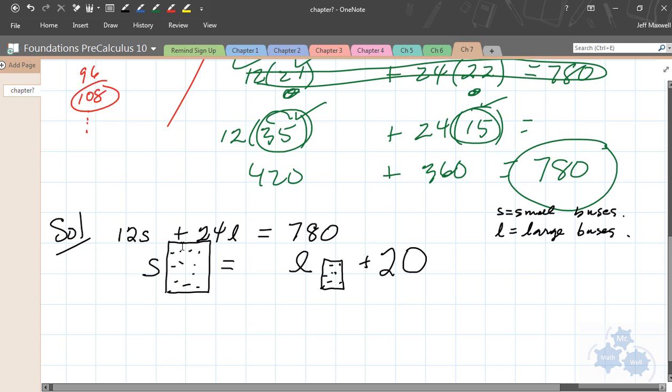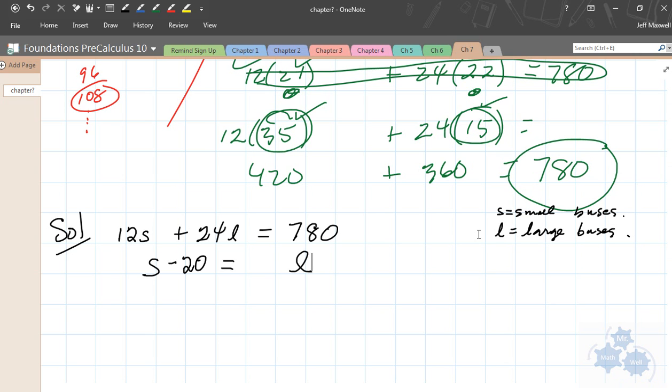You could write this equation, let me get rid of all this now, as, because there's more small buses, you could go the number of small buses minus 20 equals the number of large buses. You totally could do that. That would be totally fine. I tend to go with adding to one side instead of subtracting. So you could do either.